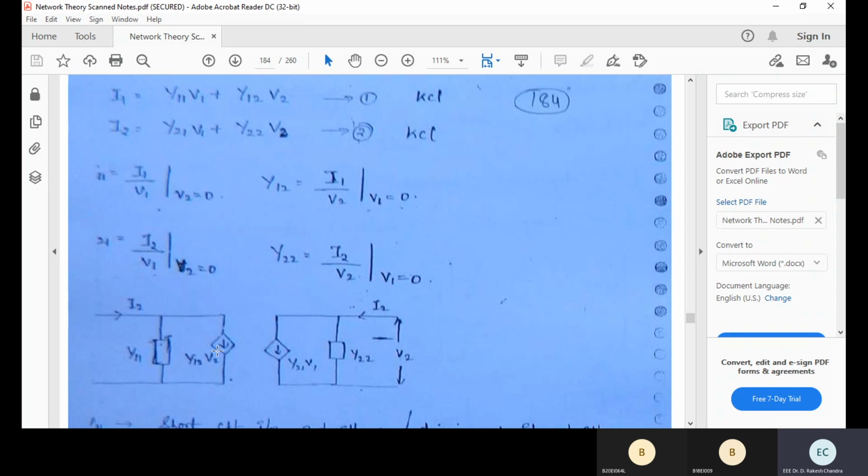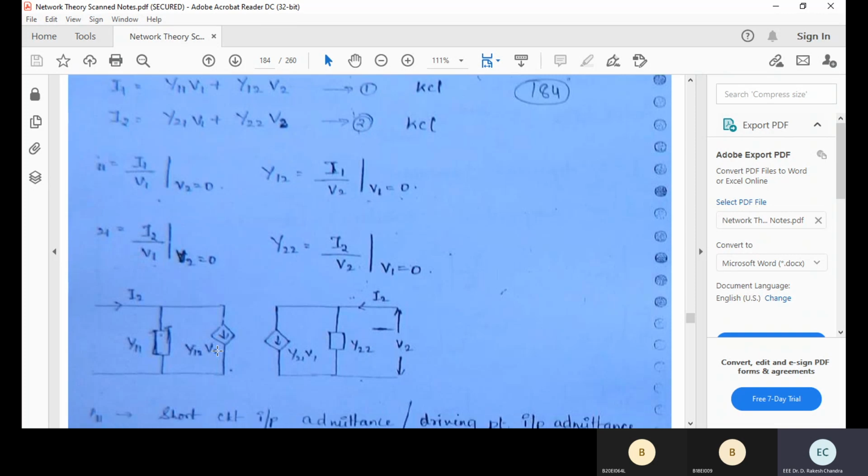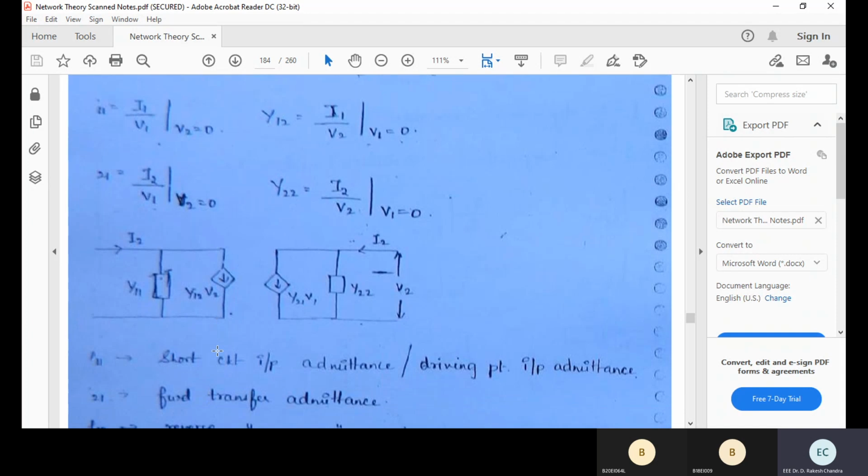So that is the reason why we call them admittance parameters, Y parameters or short circuit parameters. Simple reason, same as the previous one. Impedance parameters are Z or open circuit parameters, and here admittance, short circuit or Y parameters. For impedance parameters, both should be in series. For admittance parameters, both should be in parallel, and you construct the equivalent circuit that way.